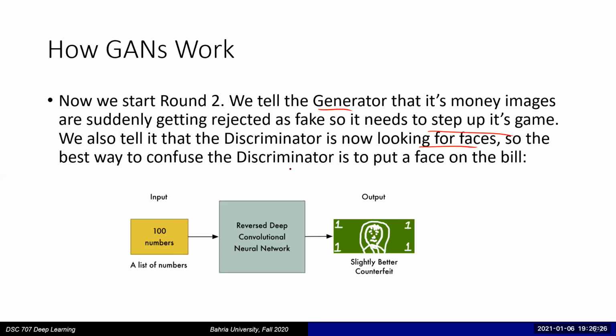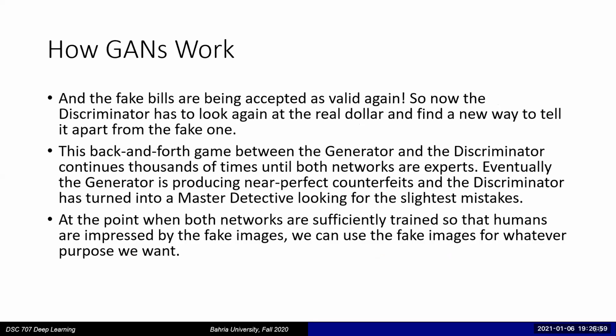So after that information, what will happen? It will get slightly better, and it will start producing bills which contain the face of a person. Now, when you feed this to the discriminator, it will say, okay, it is okay, because at this point in time, the discriminator only knows that if there is a face, it is real. If there is no face, it is fake. So the discriminator will again start to accept these as valid bills. Now we keep on repeating this.